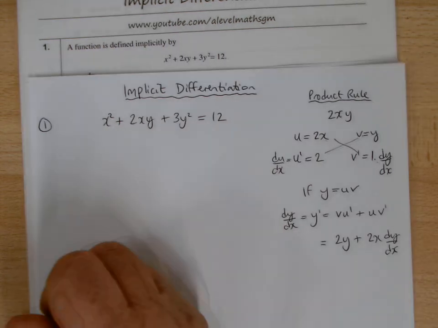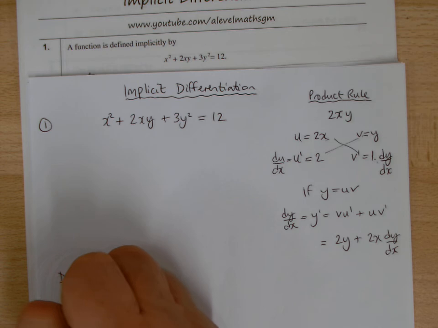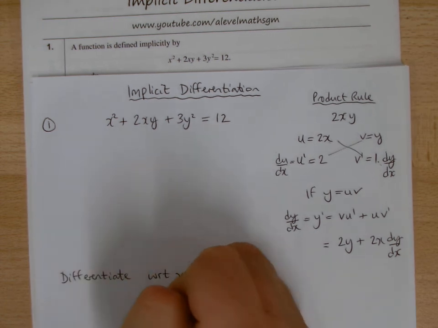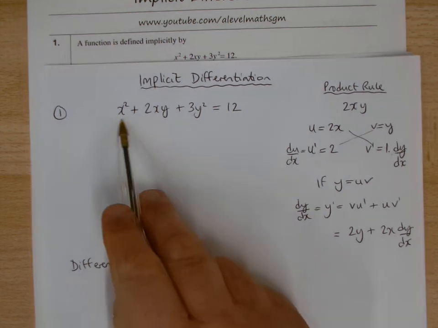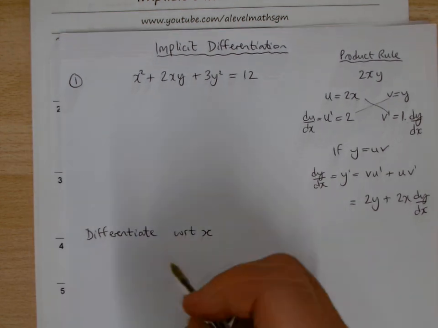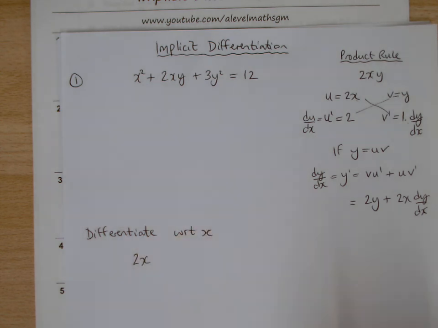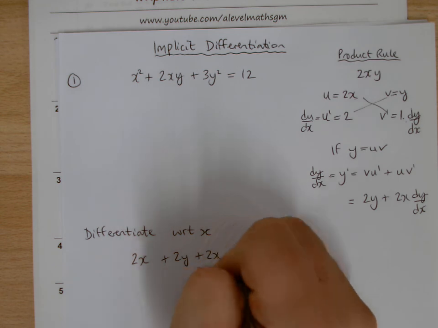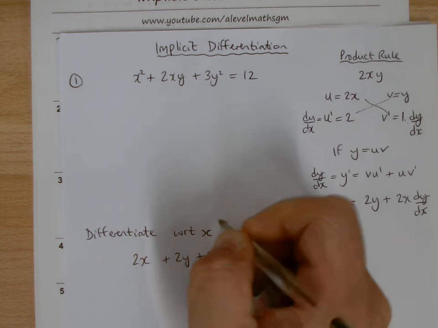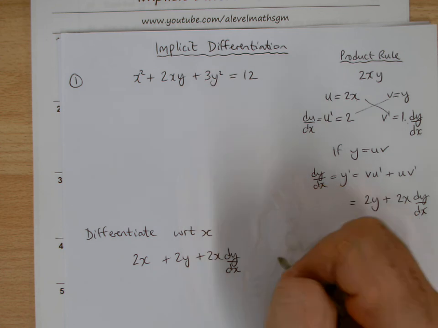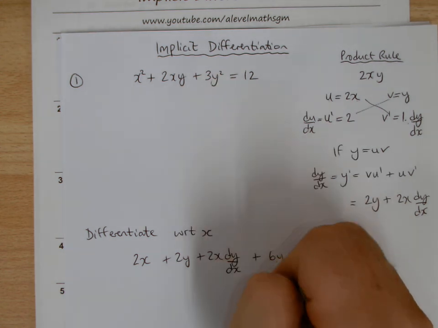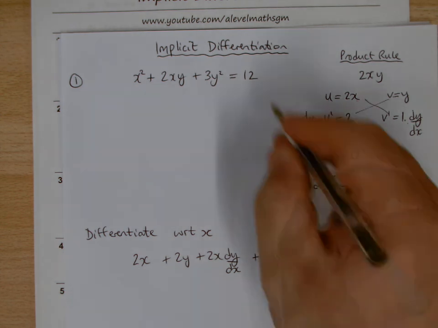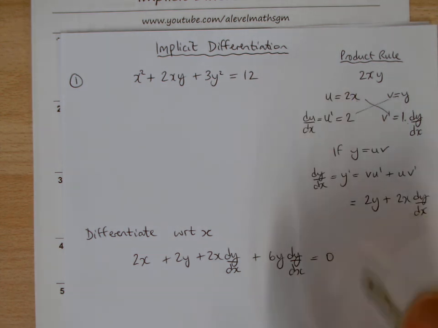So now I'm going to differentiate the whole thing with respect to x, okay, differentiating implicitly with respect to x. Now, of course, x squared just becomes 2x, doesn't it? That's easy peasy. 2xy, we've already done it, is here. Three y squared, well, if you differentiate that, you get 6y, don't you? Take the 2 down, so you get 6y, but don't forget to put dy dx on the end, because it's a y term. And then your 12, because it's a constant, differentiate that, becomes 0.